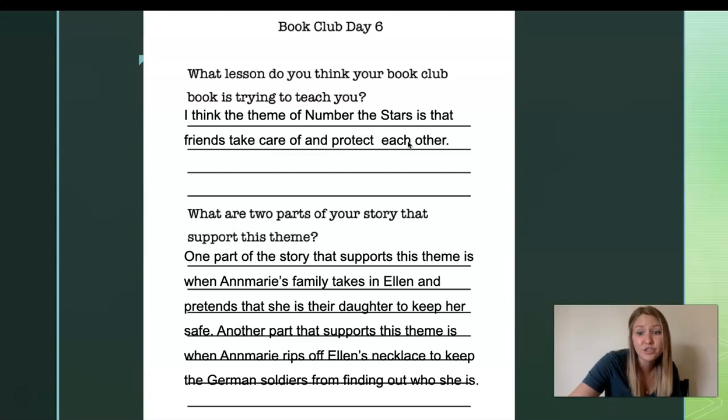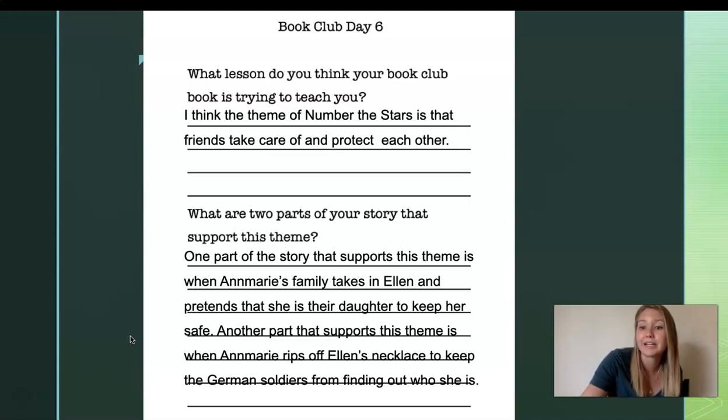So then I thought back to those 2 parts of the story that we had previously talked about, and I actually just used those for evidence. So I said that 2 parts of the story that support that theme, one part of the story that supports this theme is when Anne-Marie's family takes Ellen and pretends that she is their daughter to keep her safe. Right? So that's proving that friends take care of and protect each other. Then I said another part that supports this theme is when Anne-Marie rips off Ellen's necklace to keep the German soldiers from finding out who she is. So that's also her protecting and taking care of her friend. So that's what I think the theme of the story is going to be.